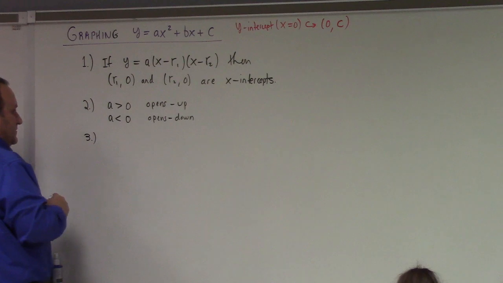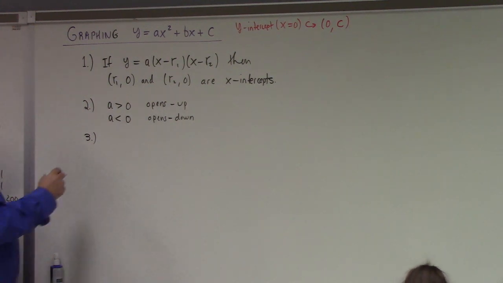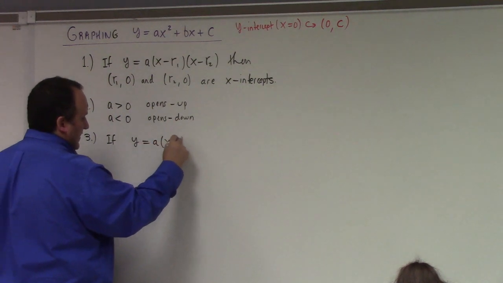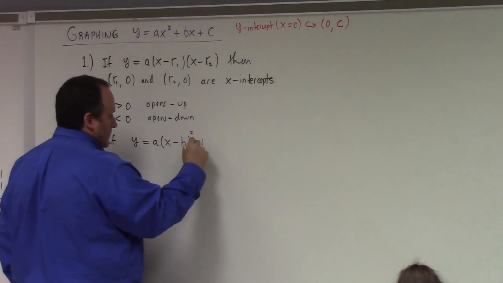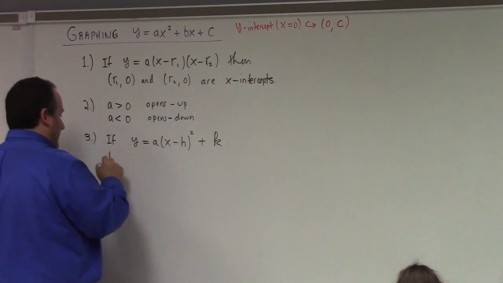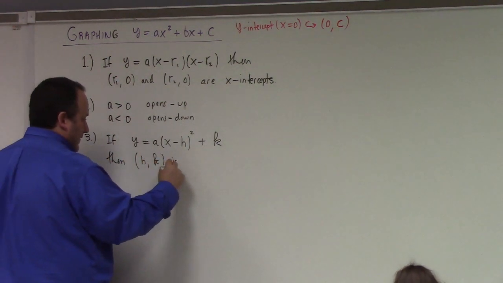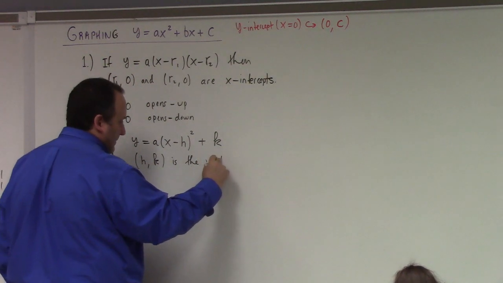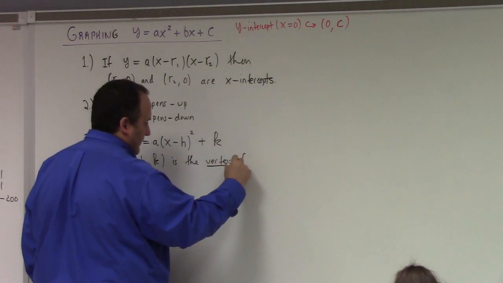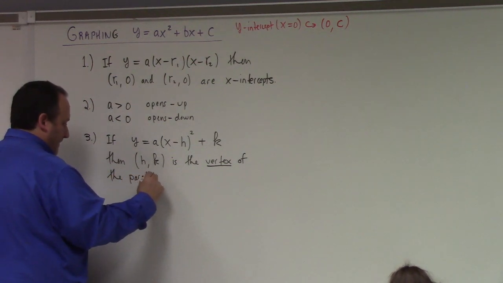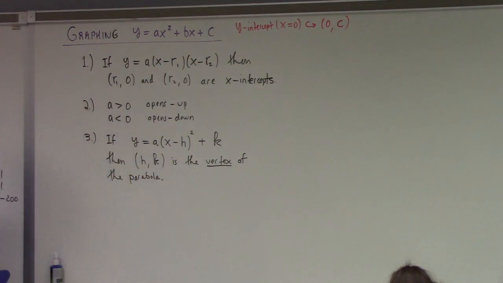Point number 3, and this is a little bit fussier, but if y is equal to a times x minus h quantity squared plus k, then h comma k is the vertex of the parabola. So if you have that form, that's called vertex form of the parabola because, well, you can read the vertex right off that form.